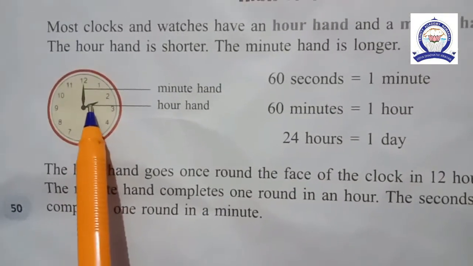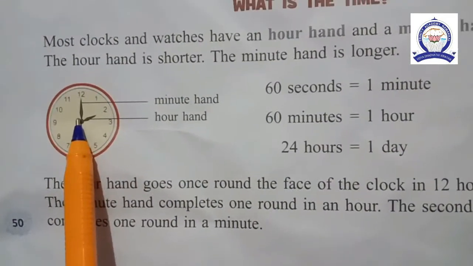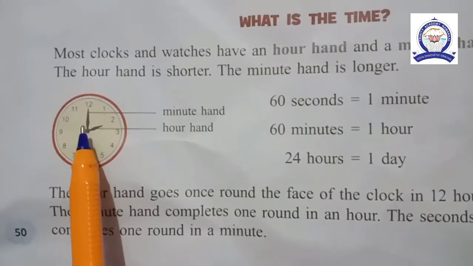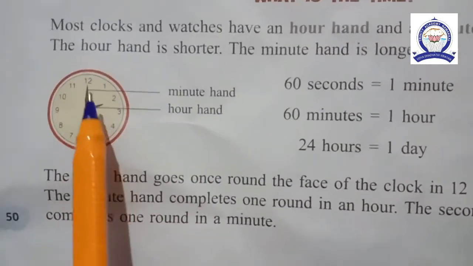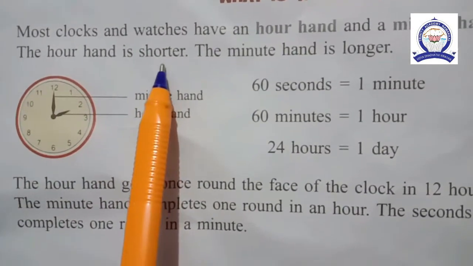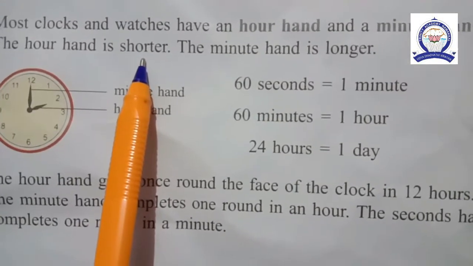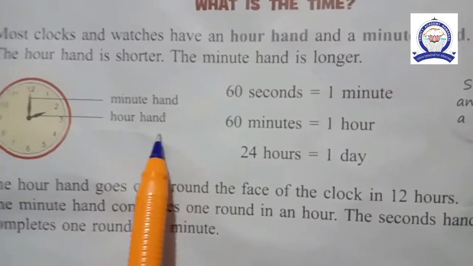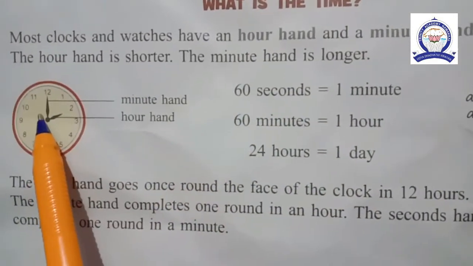The small hand is hour hand. Big hand is minute hand. Another one big hand is second hand. Is it clear children? Okay. The hour hand is shorter. The small hand is the short hand, the hour hand. The big hand is minute hand.